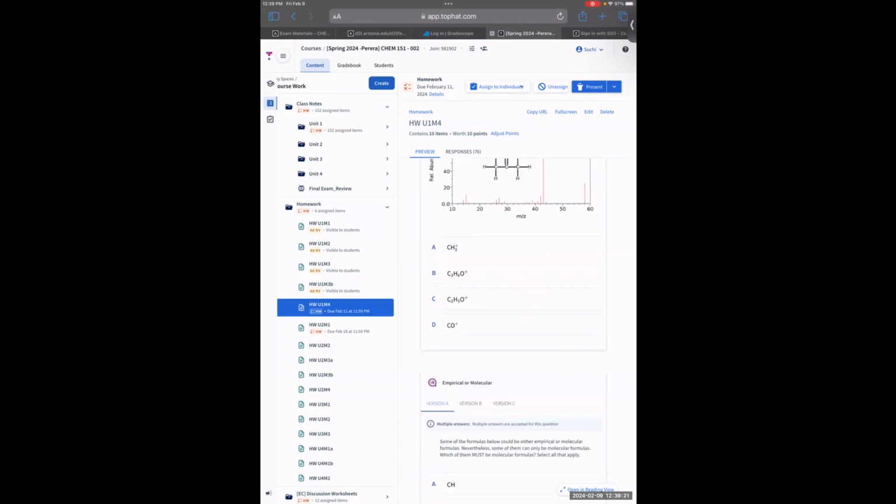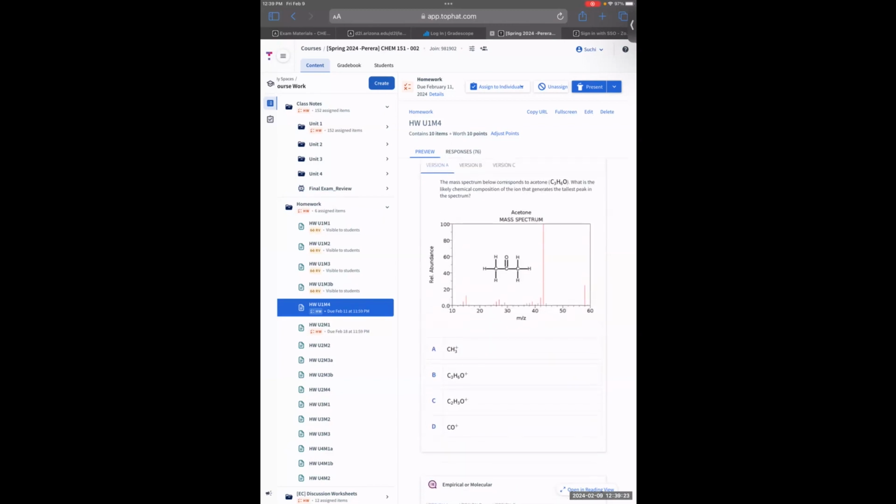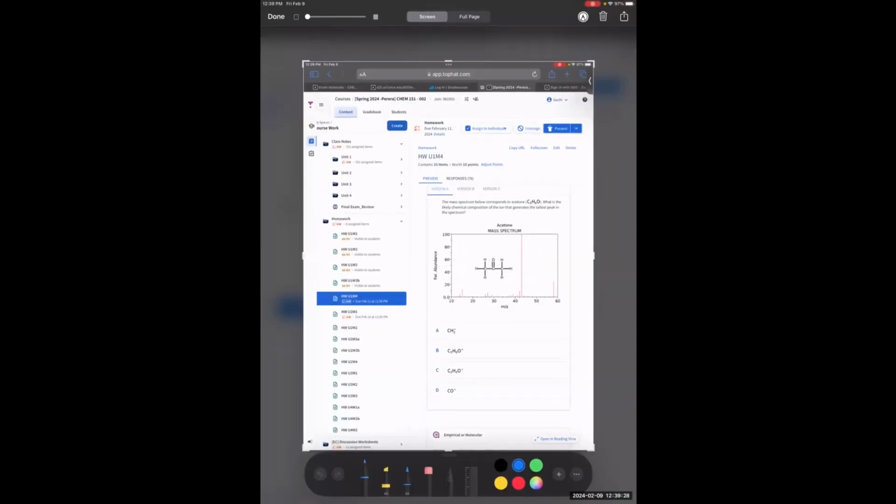Maybe I can do this one. Okay, let's see what's going on here. All right, the mass spectrum of a compound acetone is given below. What is the likely chemical composition of the ion that generates the tallest peak in the spectrum? Okay, so acetone, and the tallest peak is over here, and that has a mass of what? Give me a second. Now 1, 2, 3, 4, 5. So this should be 41.